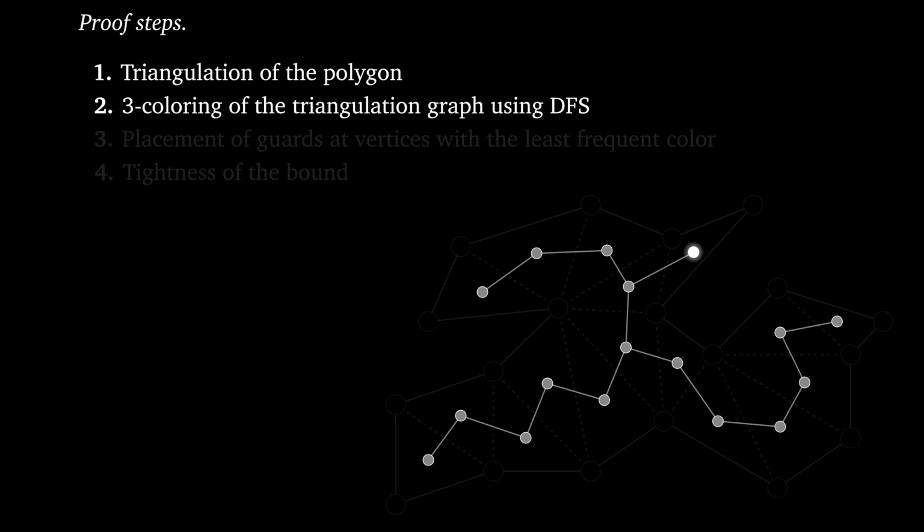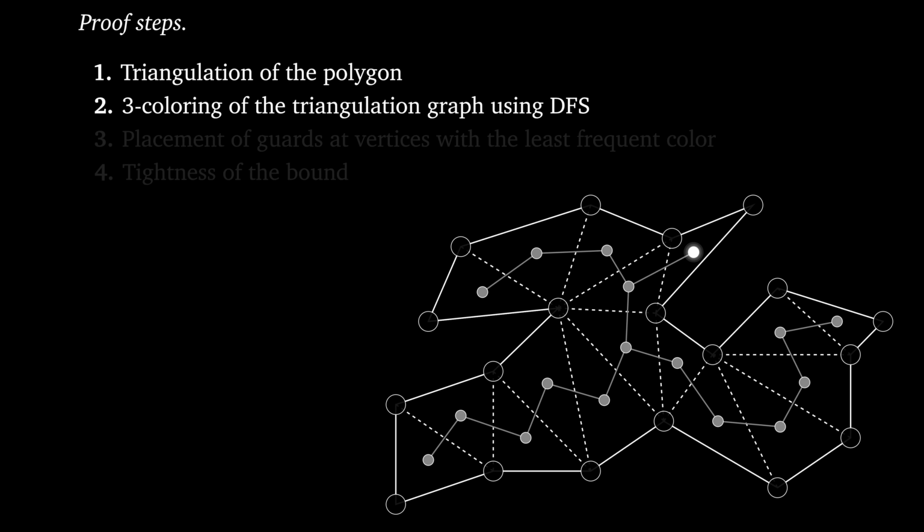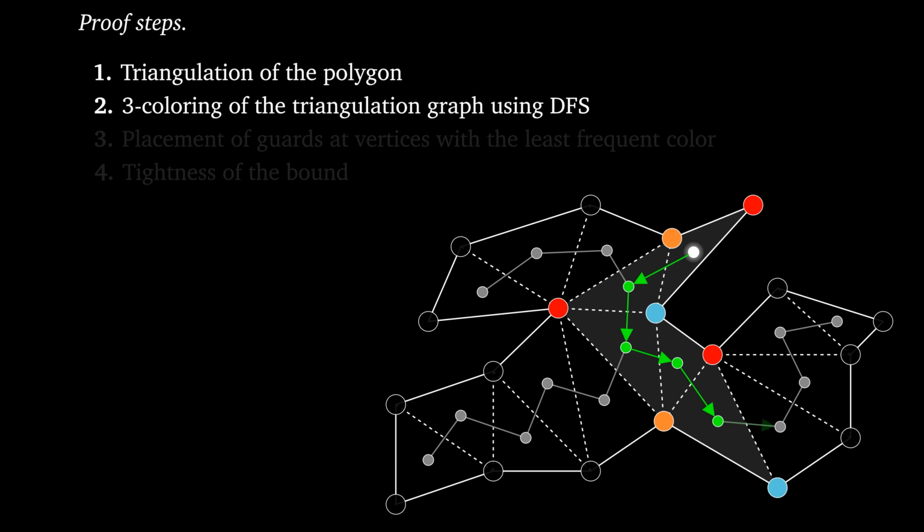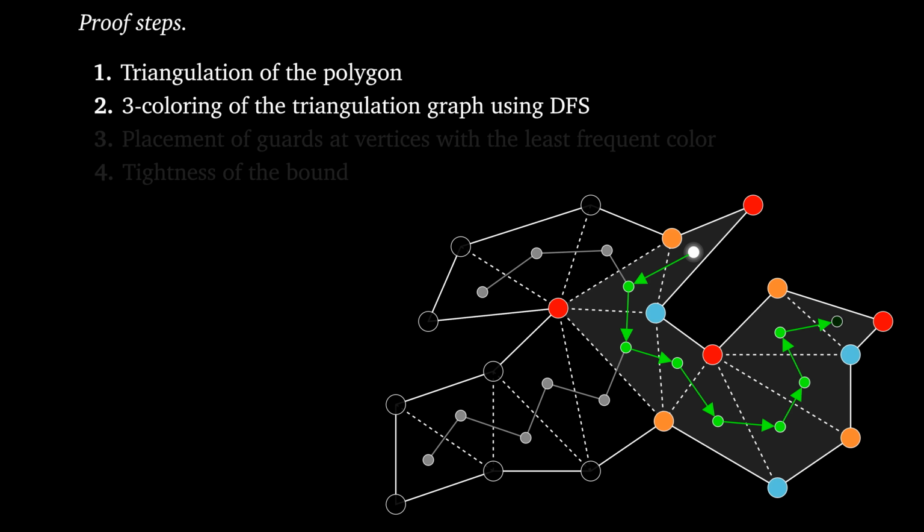Basically, you simply select any 3 colors you like and color the triangle at the leaf where the DFS starts in any arbitrary way. For each subsequent triangle visited during DFS, you then assign colors so that there is no conflict with its previously processed adjacent triangle.